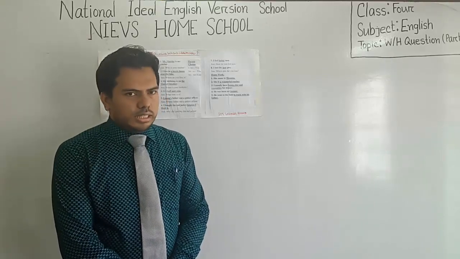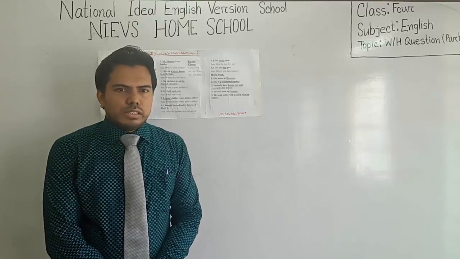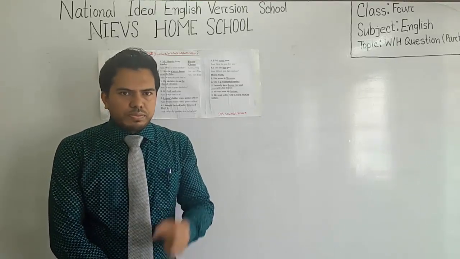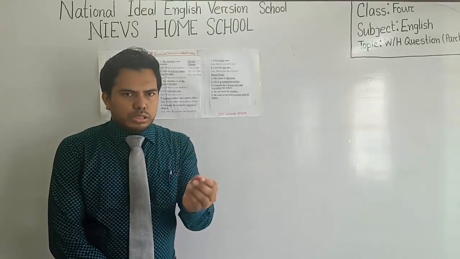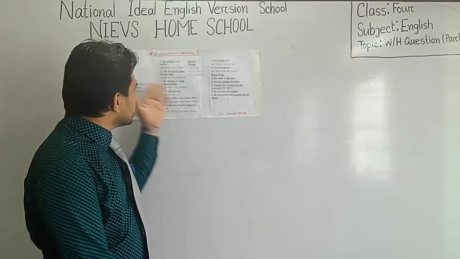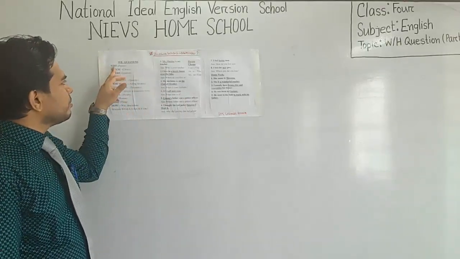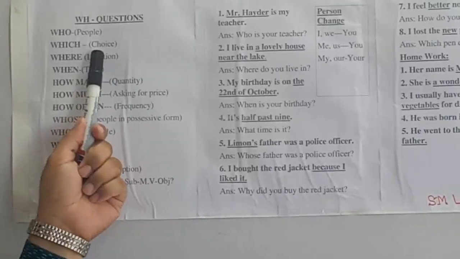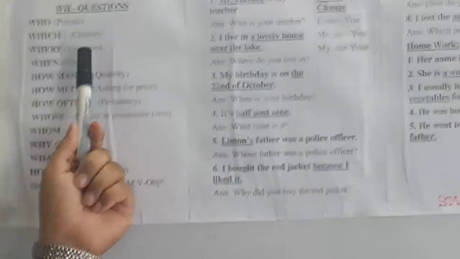So let's get into this with some WH words. So what are the WH words? WH words are those which start with the letter W and H. So these are the WH questions. First of all, who indicates people. Second one, which indicates choice. Where refers to location or place.